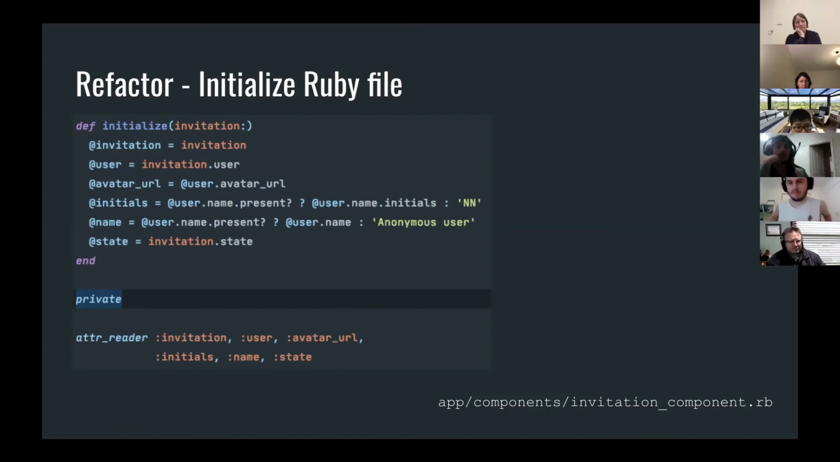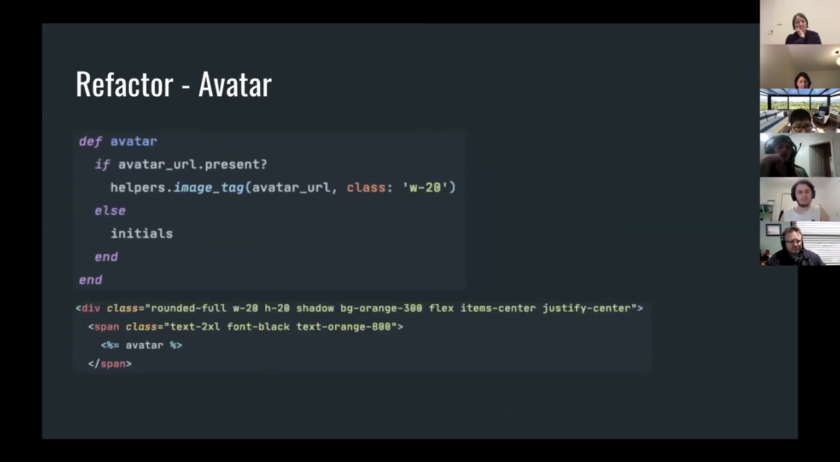So to refactor the avatar that we had before, I can just use that avatar_url attribute reader method. And if it's present, I use the helpers proxy to use Rails helpers. And I just write things as I would inside of a Rails view. So image_tag avatar_url with some class. If the avatar is not present, it's just initials, but it's all within a Ruby file.